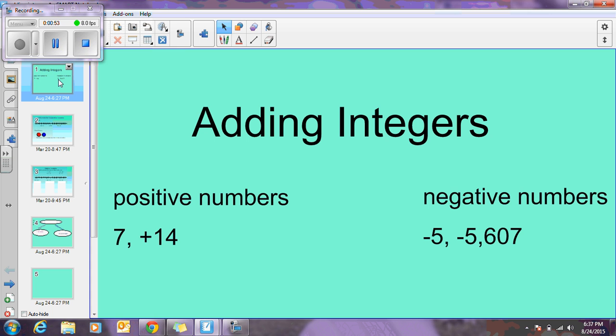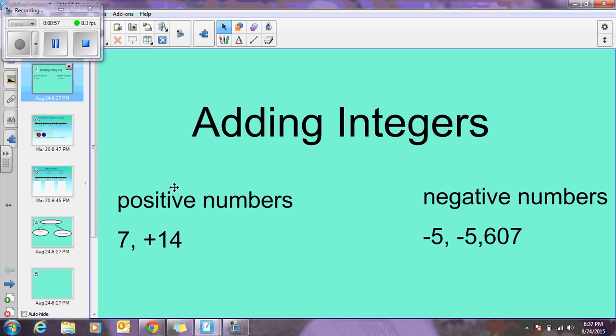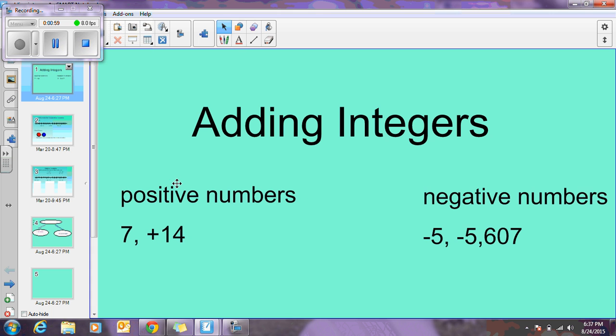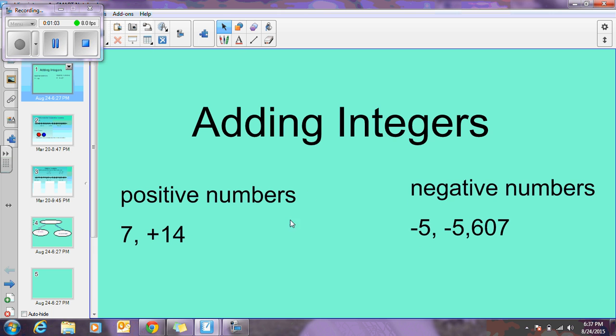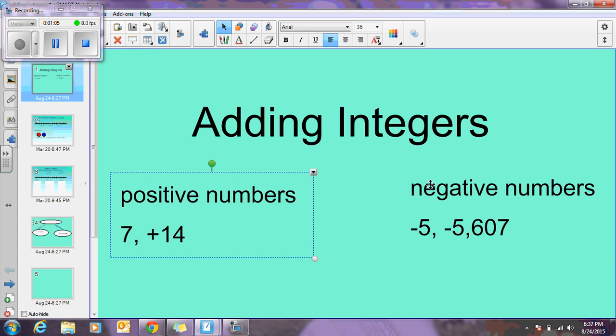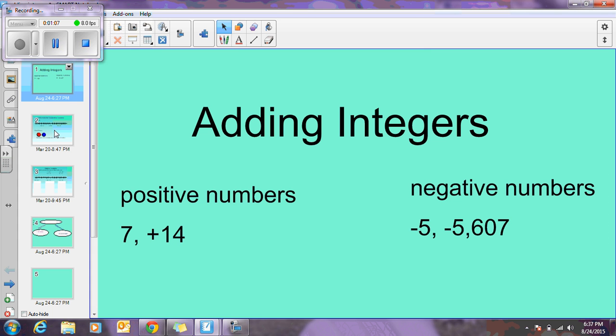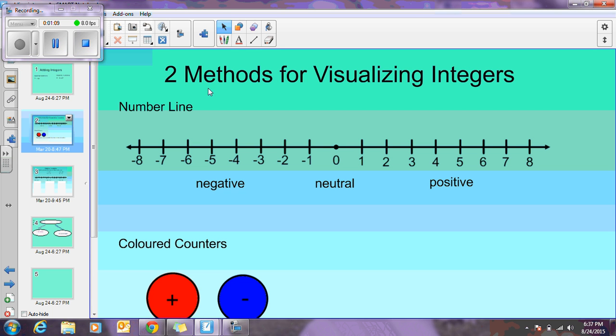Okay, so if we're adding integers, we're just really putting them together. We might be putting positive numbers with positive numbers. We might be putting negative numbers with negative numbers. And we might be putting positive and negative numbers together. So here's how we do it. There's two methods to help us visualize how we do this. The first one is with a number line.